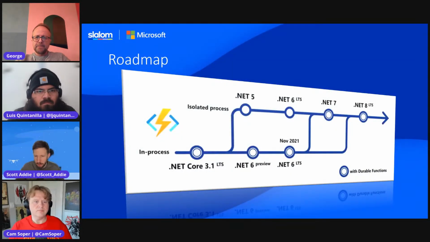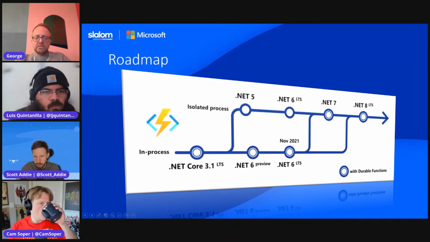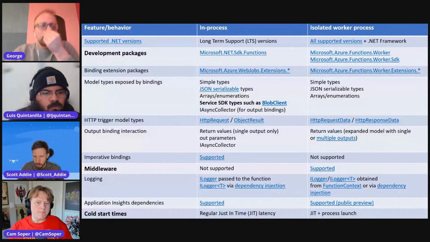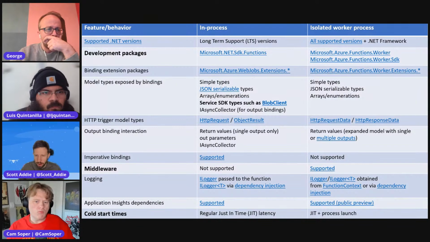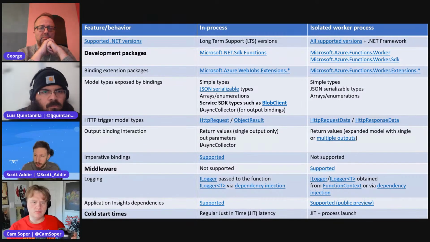Now, George, if I could, I'll stop you there. I have a question on that previous slide. Let's assume I'm a viewer out there and I'm saying I want to use .NET 7 with a function. The way I'm reading this slide is the isolated worker model is the way to go if I want to use .NET 7. Is that correct?